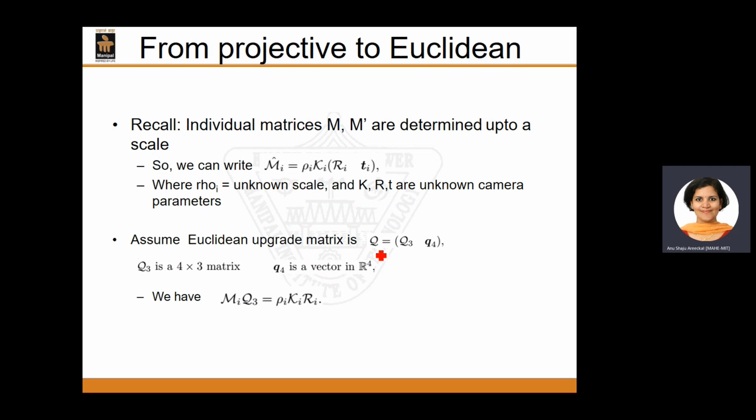Now, in order to find Q, I can represent Q in this form: Q3, Q4, where Q3 is a 4 cross 3 matrix and Q4 is a vector quantity. Here I can also write the camera matrix in the general form M equal to rho K R T. Here rho is a scaling factor, K stands for the internal parameters, and R and T stand for the external parameters. If I apply this transformation matrix to go from the projective space to the Euclidean space, I can replace M cap with MQ equal to rho K R.